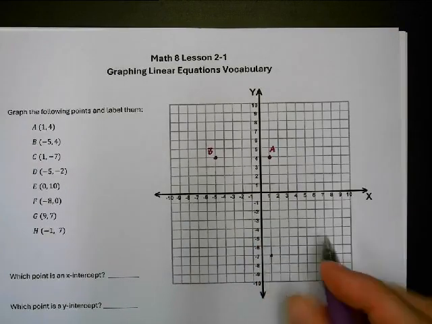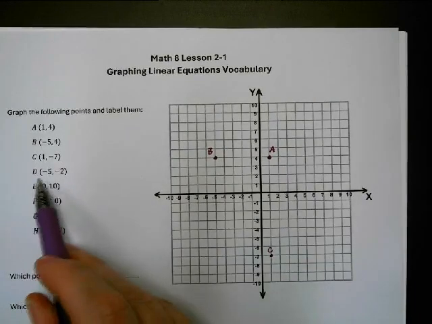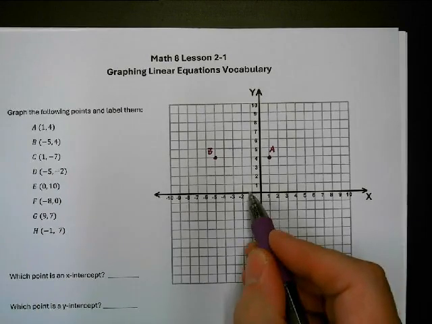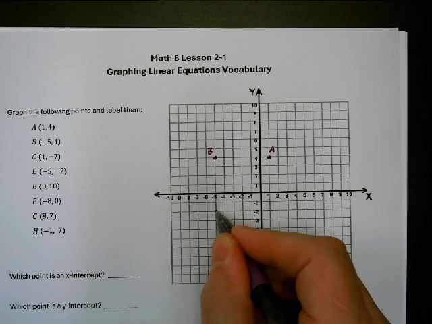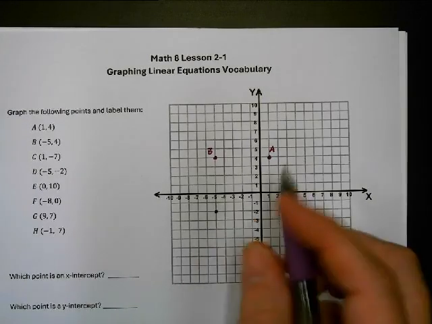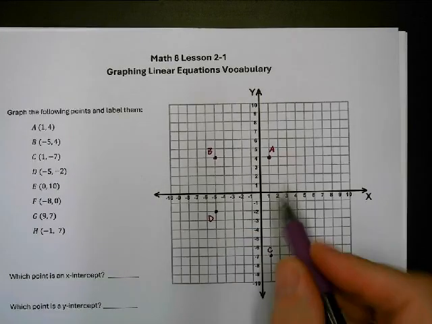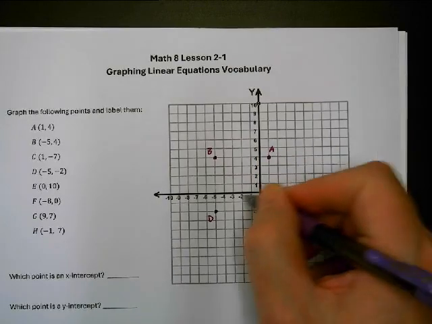Next one, D: left 5, down 2. So 1, 2, 3, 4, 5, down 2. Remember, X goes first, Y goes after it. So that would be D. E: (0, 10). That'd be up here. 0 means it doesn't go left or right, and then we go up 10. So this would be E.